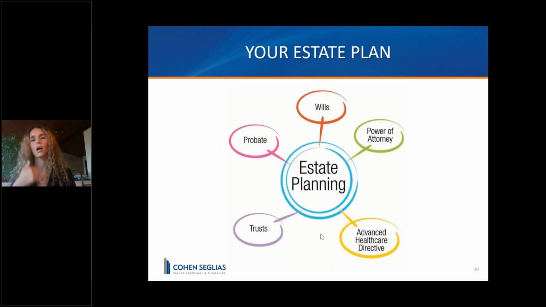So here I've just got a picture of your estate plan. Obviously, we're talking about beneficiary designations, but this works in tandem with your estate plan. A comprehensive estate plan includes a last will and testament or a revocable trust. I'm not sure if I've done a webinar recently on the differences between a will and revocable trust, but I'll do that again sometime soon.